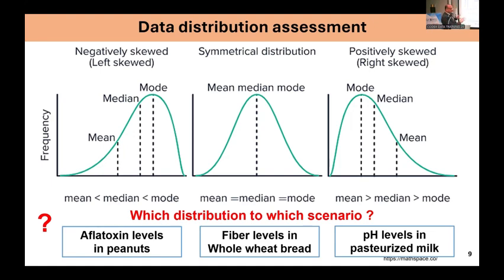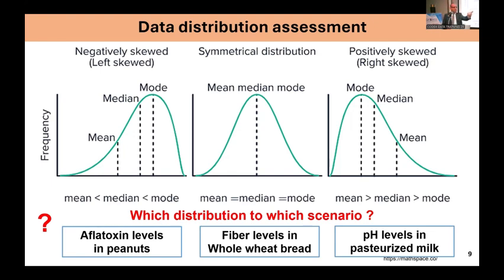And I would like to ask you, from your point of view, which one is related to which situation and why? Is the question clear? Okay. I think that the aflatoxin level in peanuts is related to the symmetrical distribution. So you are saying that aflatoxin level is related to the symmetrical one. Who agrees? Who doesn't agree?